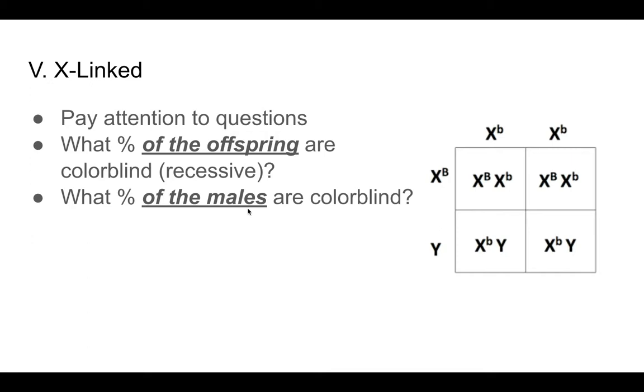What percent of the males are colorblind? If the question says of the males, you can only count within the males. So there are 2 males, and 2 of the 2 will be colorblind. So if I switch from of the offspring to of the males, this is a new answer. This is 100%, right? What percent of the males are colorblind? 100%. All of the males, these are the males, are colorblind.